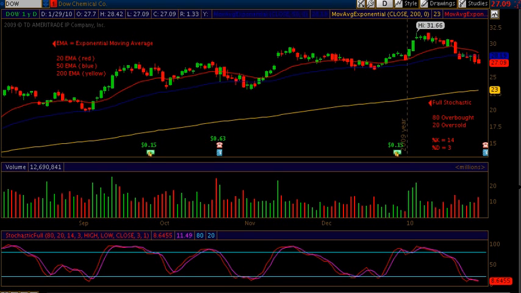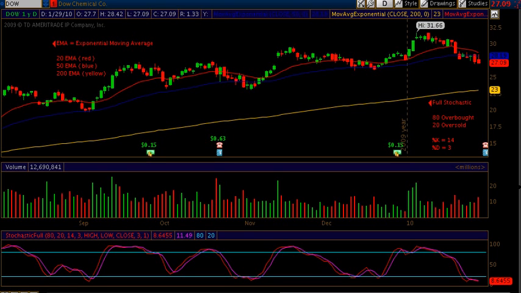Now I use the full stochastics just because the fast stochastics has a lot of whipsaw in it, I think. I like the full stochastics because it kind of smooths it out with the settings that I use, and this is the way that I've been taught through other traders as well. Now when you set up the full stochastics, you want to set up the 80 for being the overbought, the 20 setting to be oversold. In the full stochastics, you have percent %K and percent %D. The percent %K I use for a 14 period, and the percent %D I use for a 3 period. And also the smoothing is set to a 3.